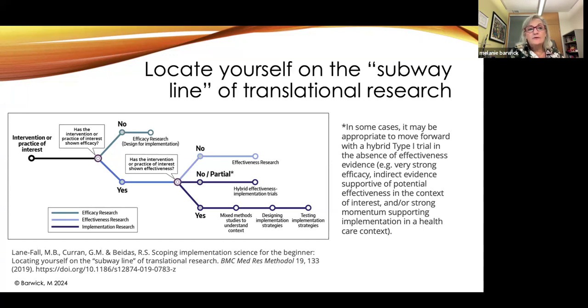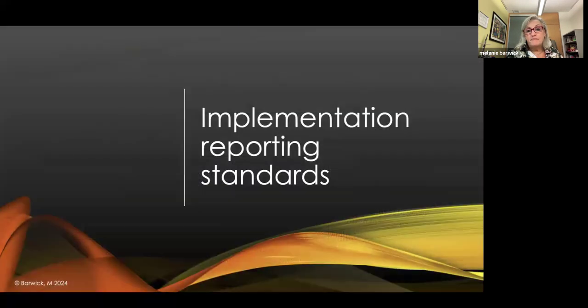So thinking about the intervention or the practice that you have as something you want to disseminate, whether it has shown efficacy, yes or no, leads you down a different path. If the intervention or practice has shown effectiveness: no, kind of, and yes. And the hybrid effectiveness implementation trials can fit in the no and yes section, partial and yes. And you can use different kinds of designs to do them.